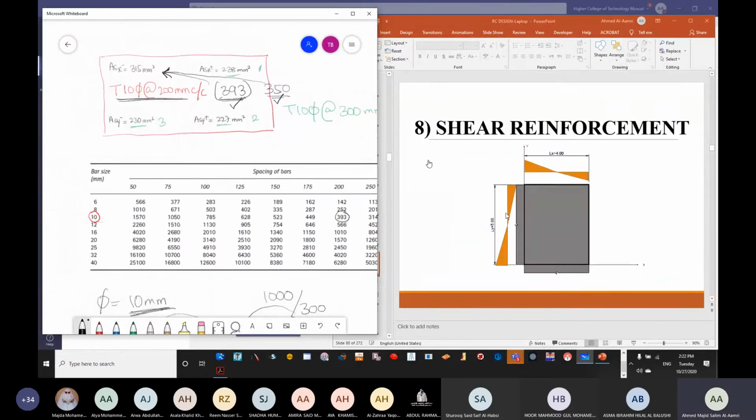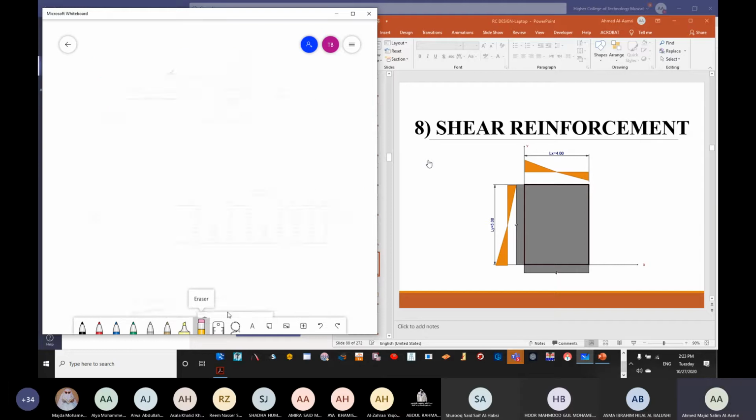Okay, so we'll not spend a lot of time. Now the second step is going to shear. We are going to go for shear. Now, before going to shear, returning to that point of spacing.